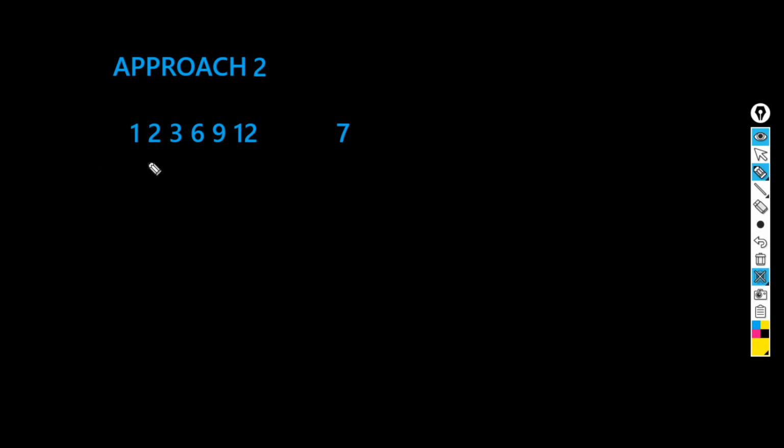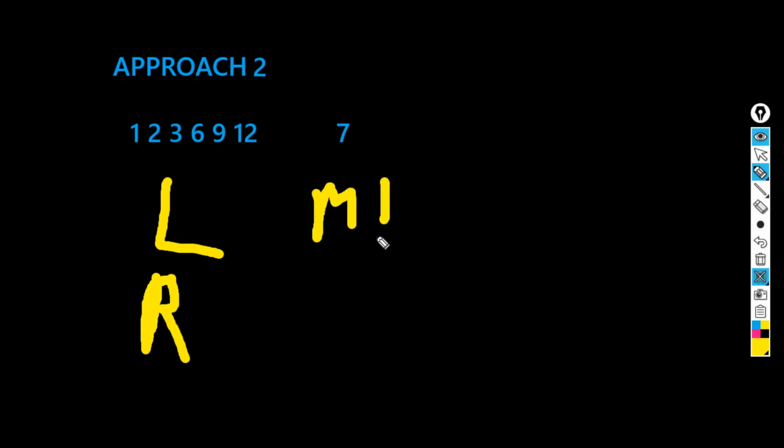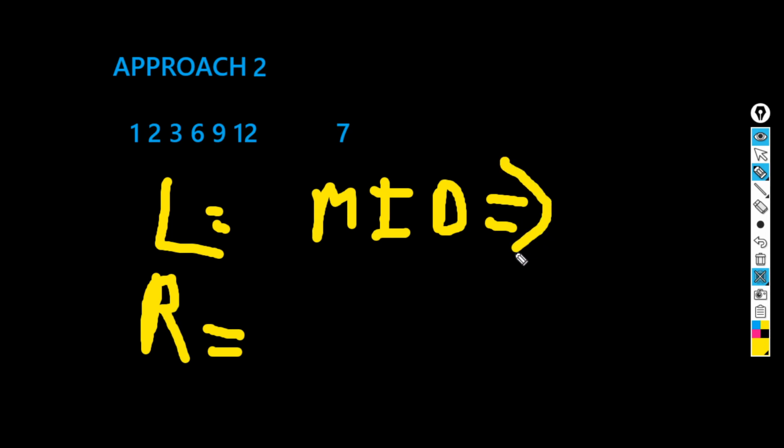Now let's discuss the binary search approach. What we will do is a simple binary search. For binary search we require 3 variables: L, R, and mid. L is for the left bound, R for the right bound, and mid for the searching index. So these 3 variables we require for binary search.